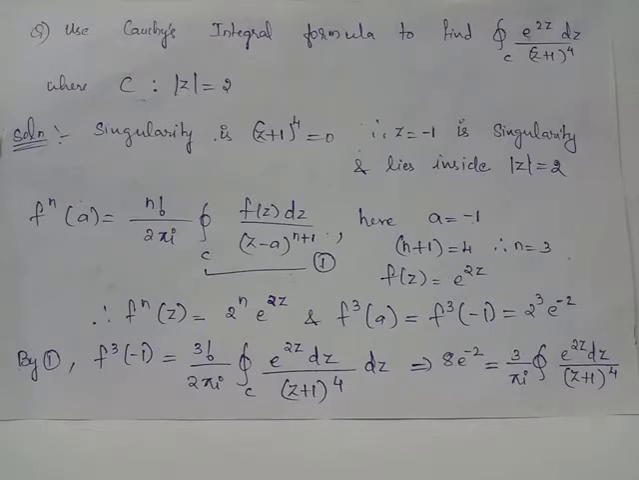By Cauchy's integral formula, we have f raised to n of a equals n factorial by 2 pi i times the integral over C of f of z dz upon (z minus a) the whole raised to n plus 1. Here we have a equals negative 1, f of z is e raised to z, which is an analytic function, and we have n plus 1 equals 4.